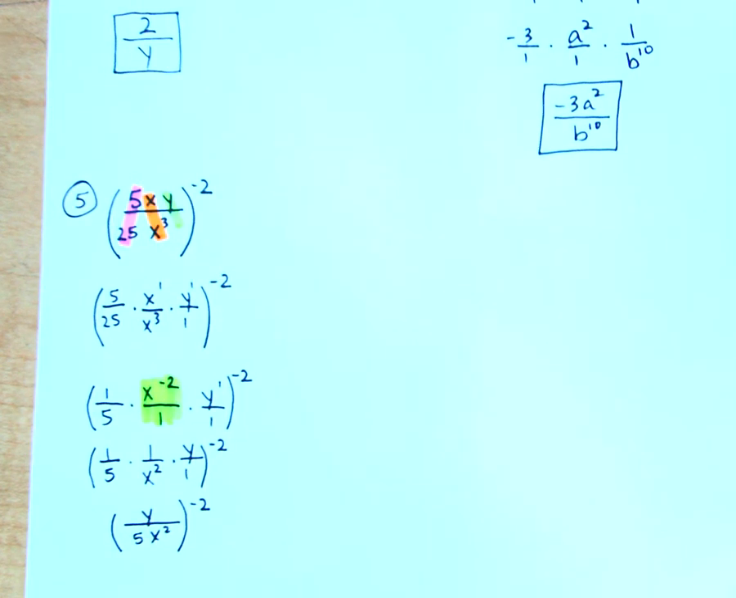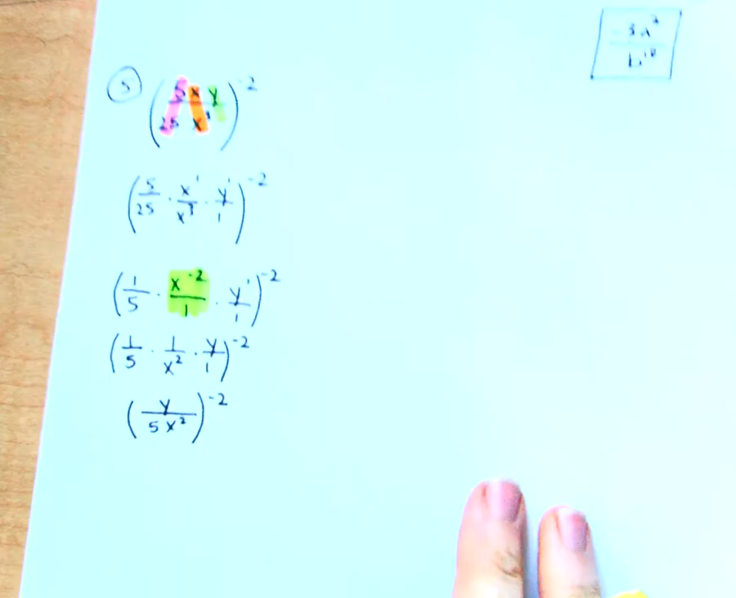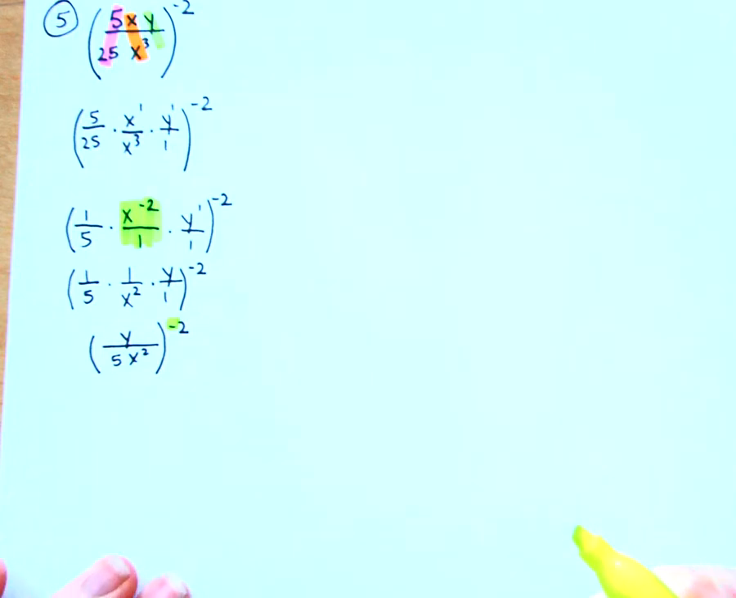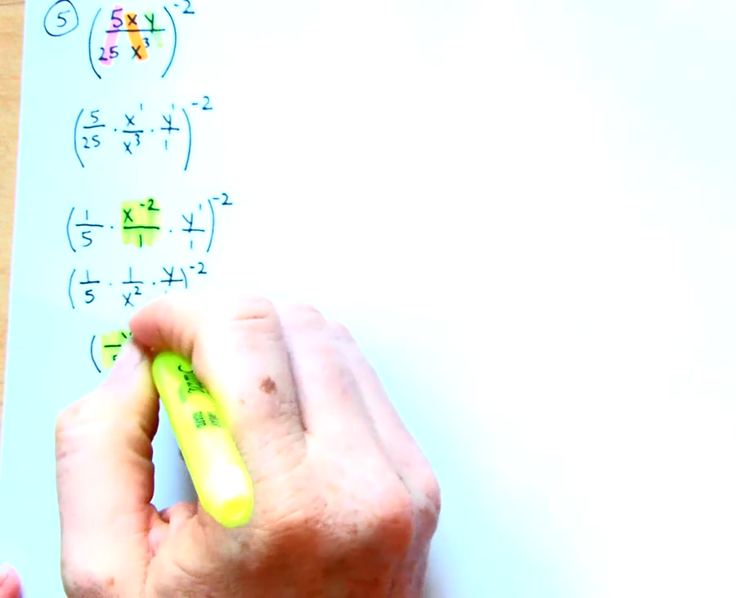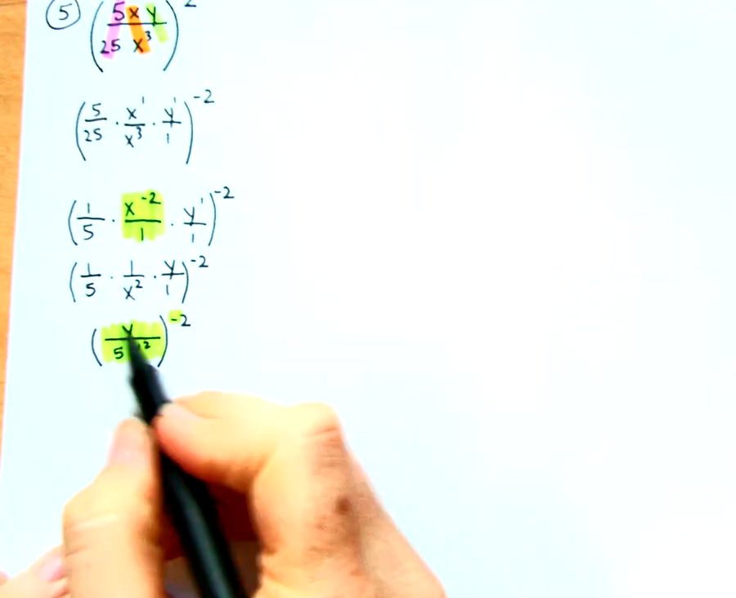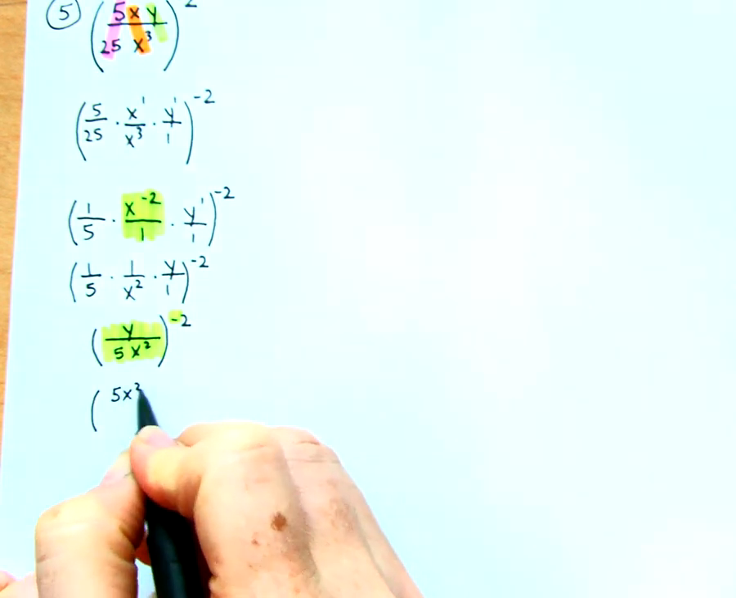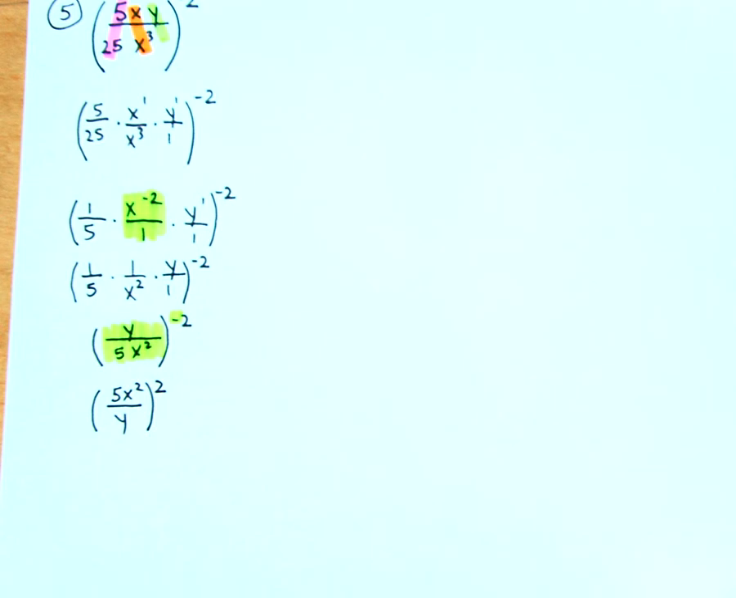Now I'm going to do it again. I want to be able to square all of these, but I can't yet because I have a negative exponent. So the fact that this exponent is negative tells me that I need to flip this and make the exponent positive. So actually, this is going to become 5x squared over y raised to the positive 2 power. So that's how I deal with the fact that it's negative.